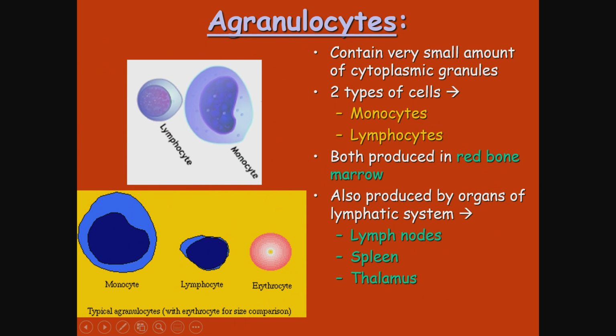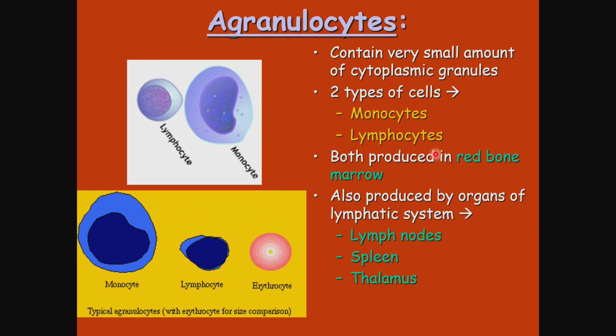All right, the next category are the agranulocytes. They contain very small amounts of cytoplasmic granules, and there are two types, the monocyte right here and the lymphocyte. Both are produced in red bone marrow and also produced by organs of the lymphatic system. So your lymph nodes, your spleen, and your thymus also produce these agranulocytes.